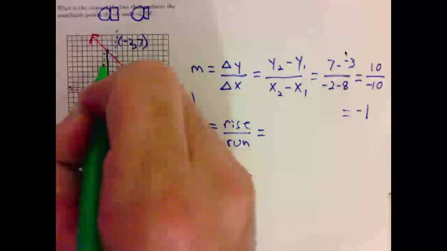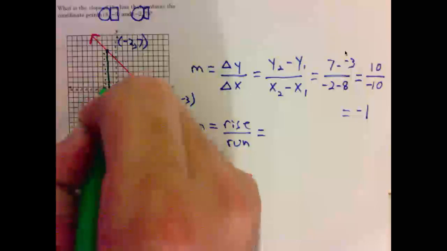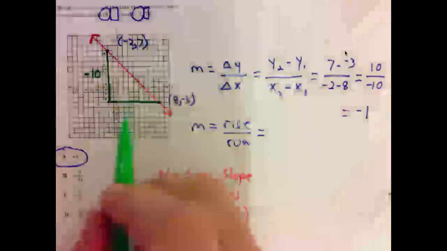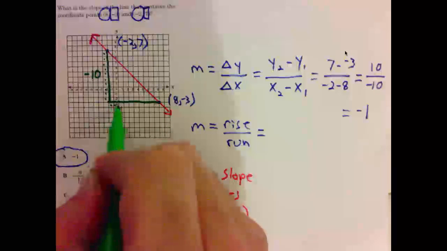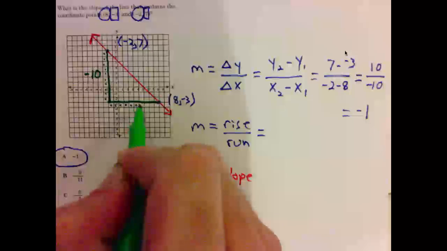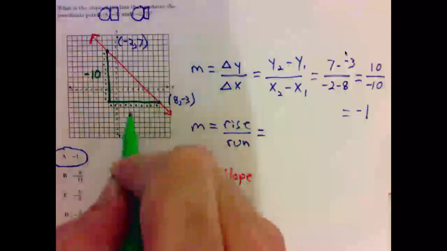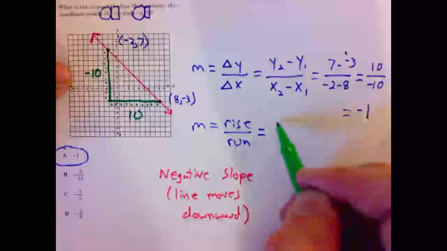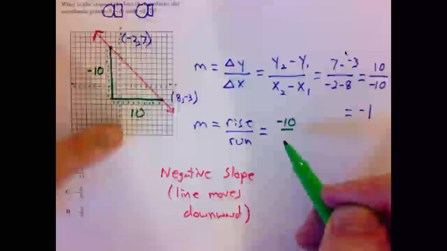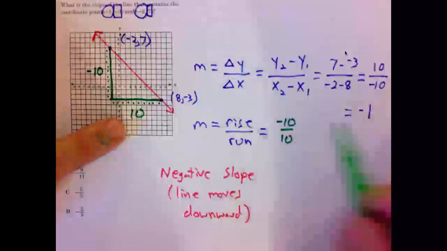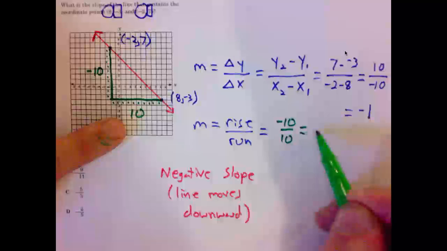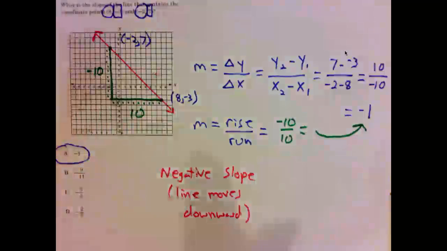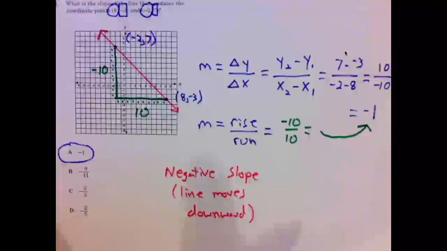Now I will count the rise and the run. 1, 2, 3, 4, 5, 6, 7, 8, 9, 10 units down, since it's down negative 10. To the right, 1, 2, 3, 4, 5, 6, 7, 8, 9, 10. So our rise is negative 10. Our run is 10. Again, negative 10 over 10 is still the same negative 1. So we see the slope is negative 1.